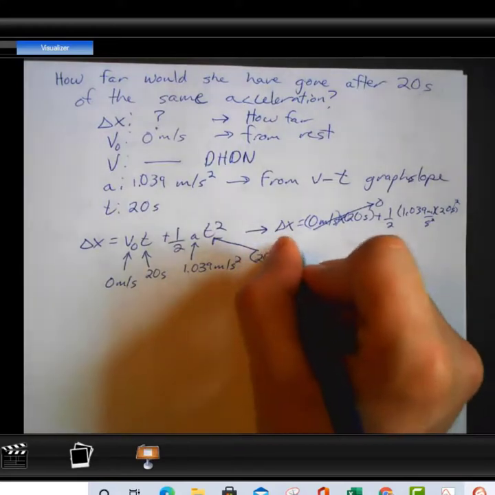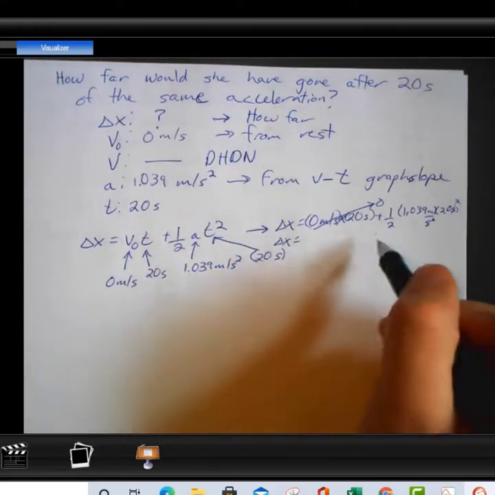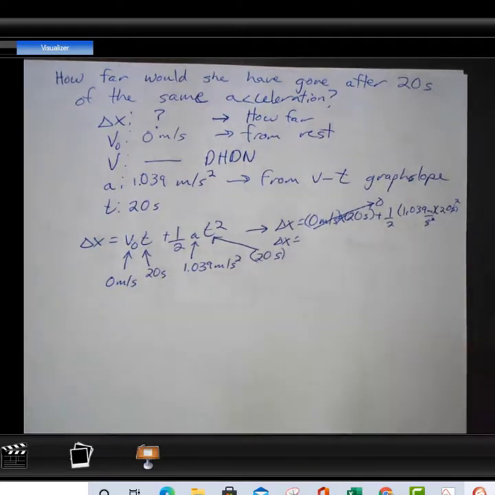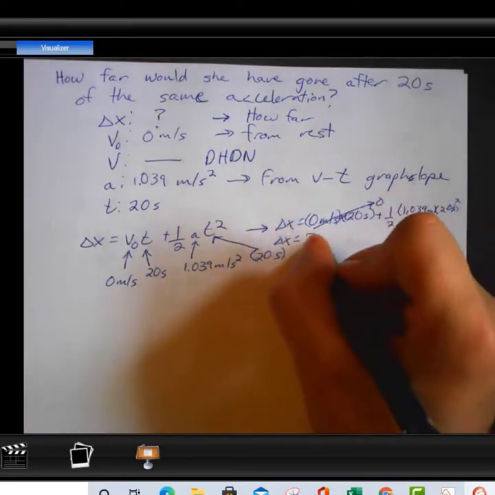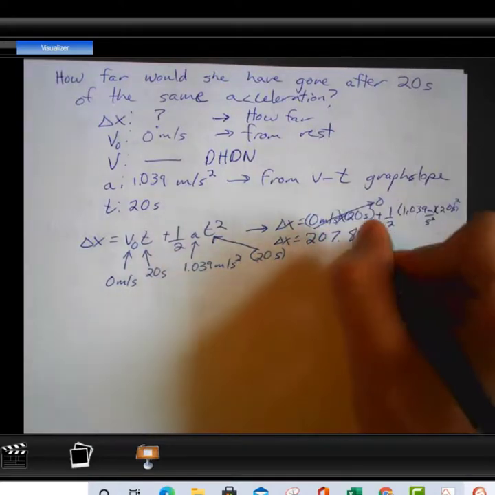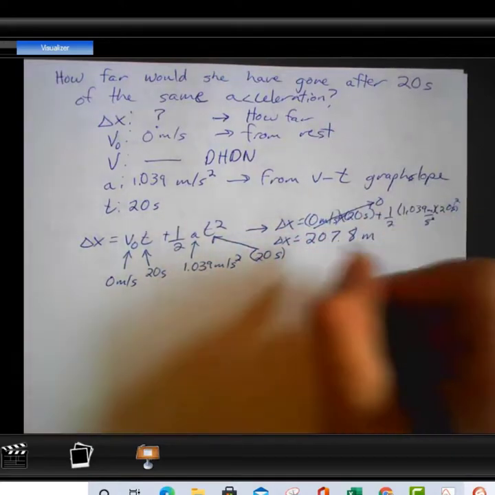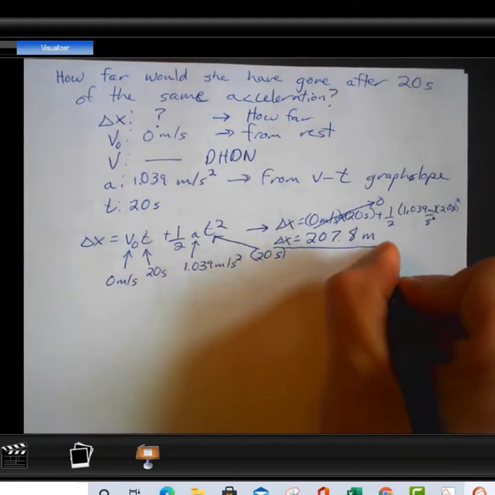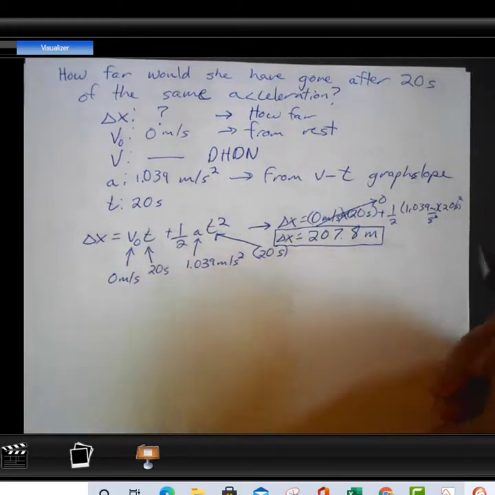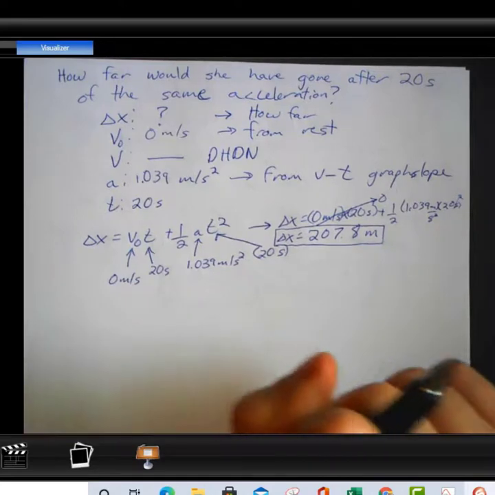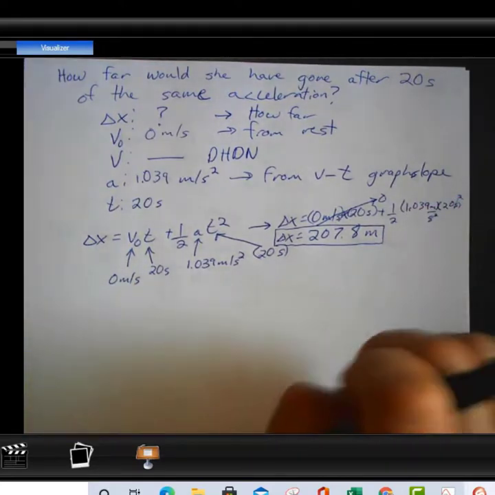So then we have delta x equals 1/2 times 1.039 times 20 squared. Which gives us a displacement of 207.8 meters. A reasonable number of sig figs. So I'm going to leave it. That is how far we would predict her to go if she went with that same acceleration for 20 seconds.